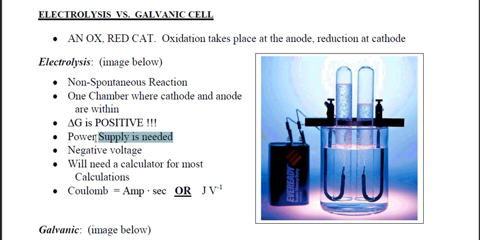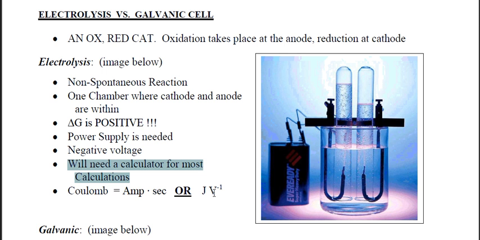As stated before, a power supply is needed for this to take place, and the nice thing is when you look at the question, it will say that there's a power supply provided. Now, it may not tell you how much power is being provided to the system itself, and you may have to do a calculation to find that out. The next bullet here is you will need a calculator for most of the calculations when you're working an electrolysis reaction. It's not as simple as the galvanic cells.